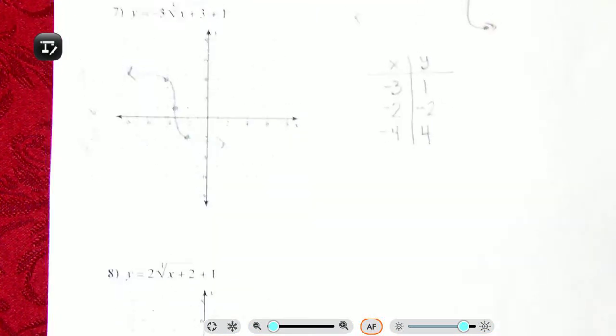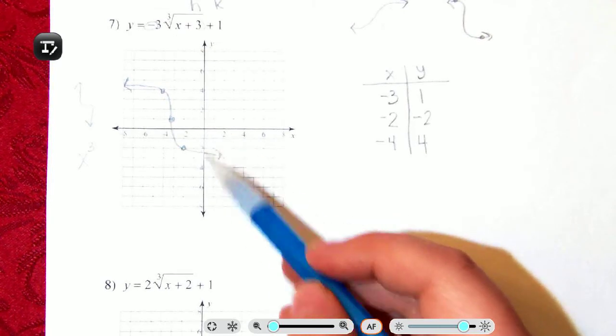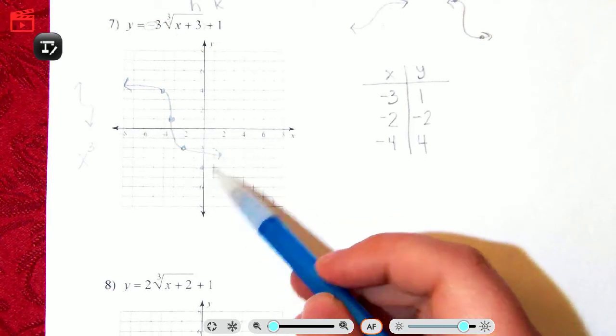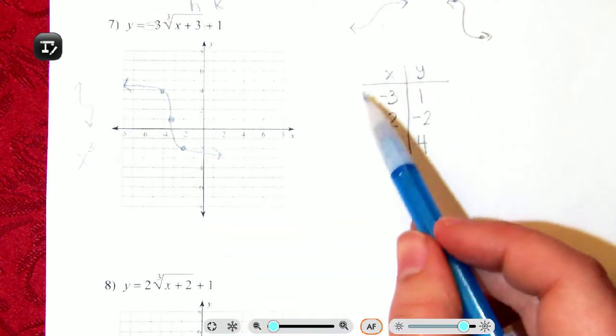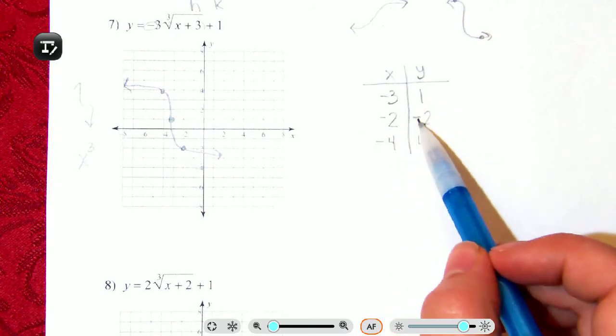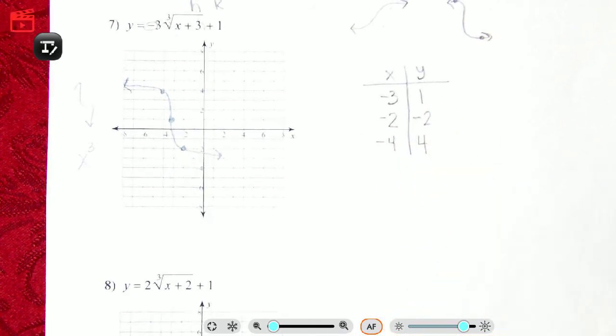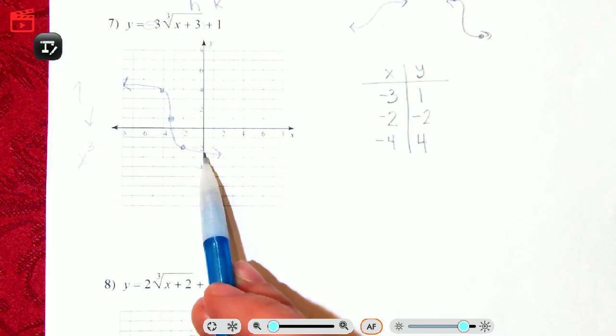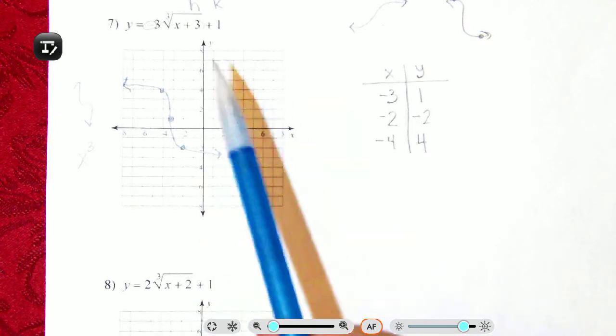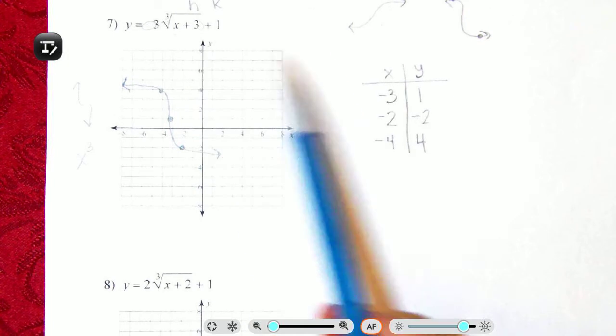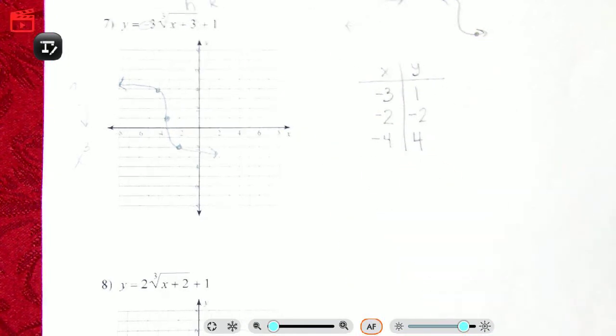Now we are not approximating our y-intercept. All I'm wanting is your 3 reference points here, just by plugging and chugging. If you wanted to find your y-intercept, all you have to do is set your x equal to 0 and then continue from that point. All right, same thing for number 8.